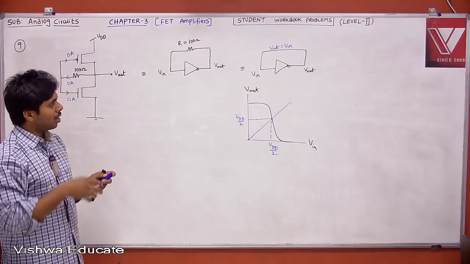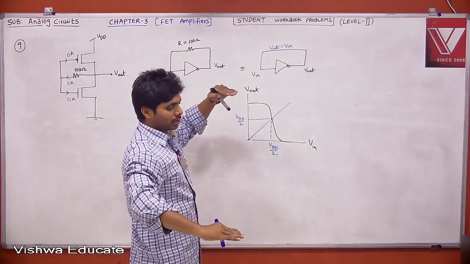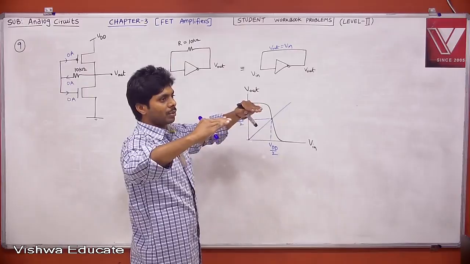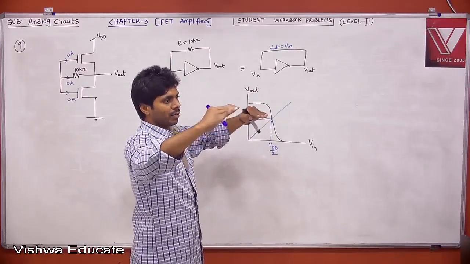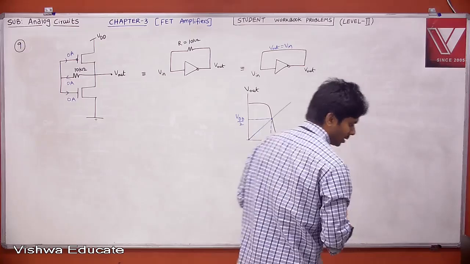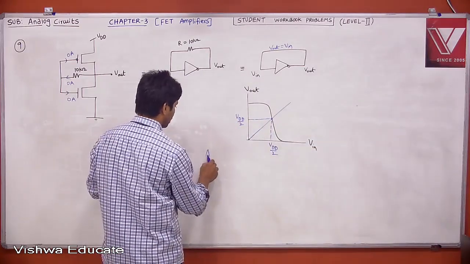Therefore, what is the output? I already told you, right? Input is 1, output is 0; input is 0, output is 1. When input is VDD by 2, output is VDD by 2. That is nothing but a switching point. When both are equal, that is the switching point. Answer is C, switching threshold of inverter.